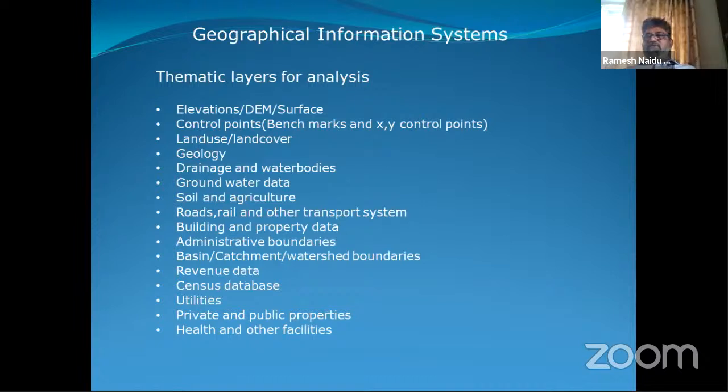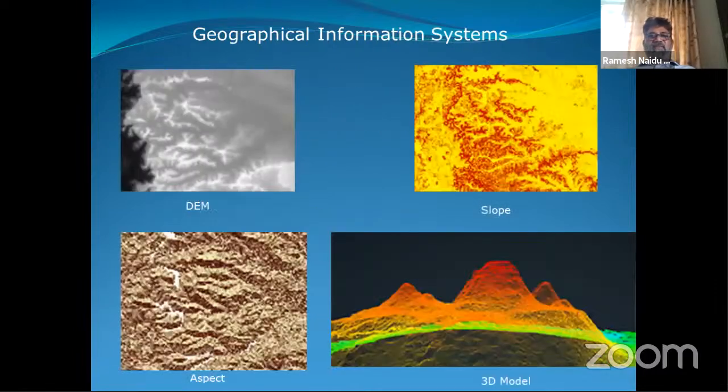Most of the data that we produce in GIS is in the form of layers or maps, what we call thematic layers. What sort of thematic layers we have to produce for a particular project depends on the project, its scale, and its financial aspects. We need to look into these to develop the database. You can see slope maps, DEM (digital elevation models), aspect, and you can also develop 3D models.